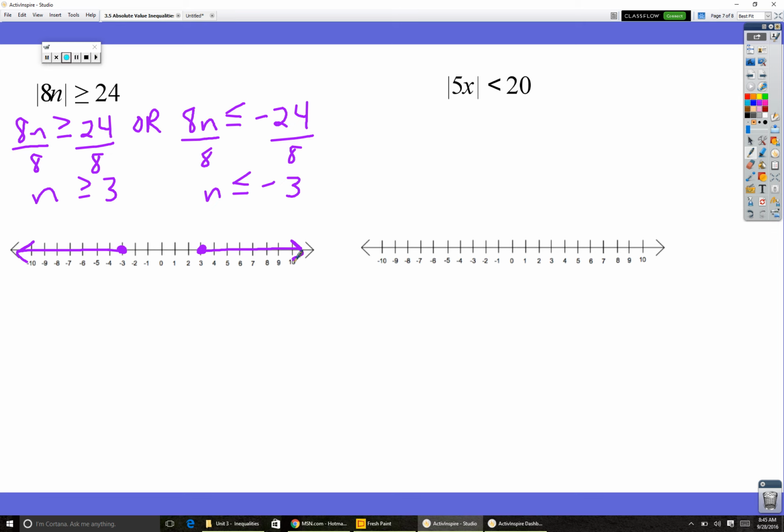Emma Lillybridge, next one. What's the first inequality that I would write? 5x is less than 20. And am I going to use an and or an or? An and. Good. Why? Because it's less than. Less than, good. Sam, what would be the second inequality that I would write? 5x is greater than -20.